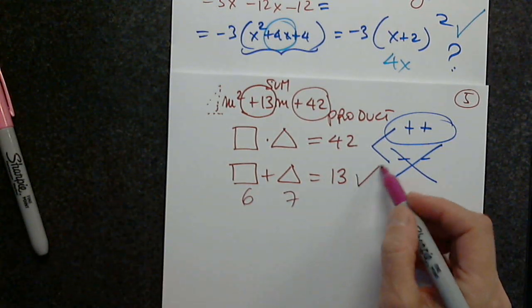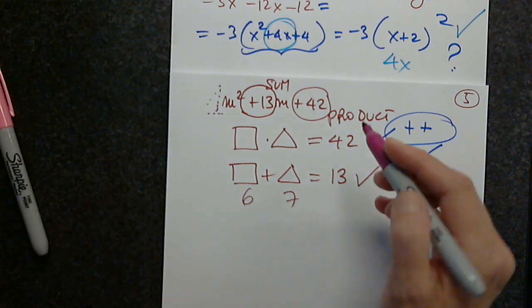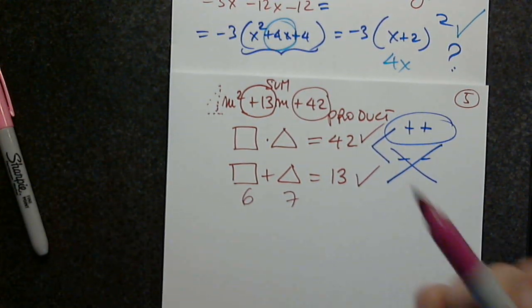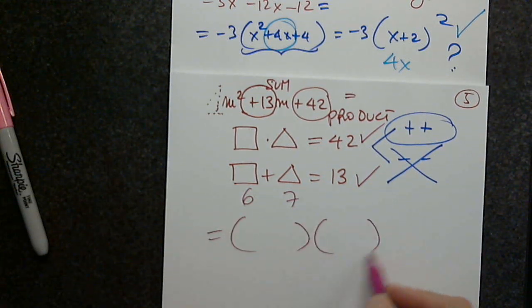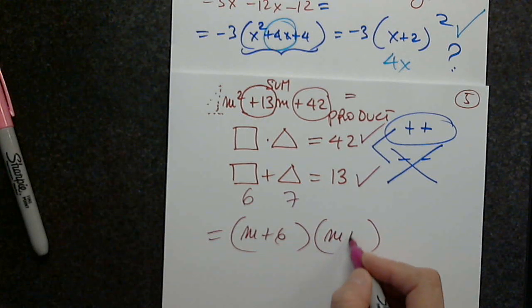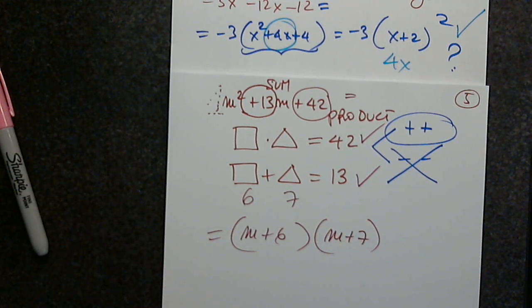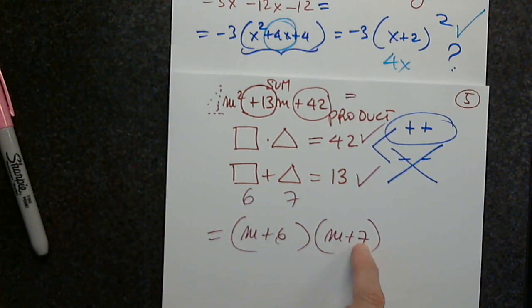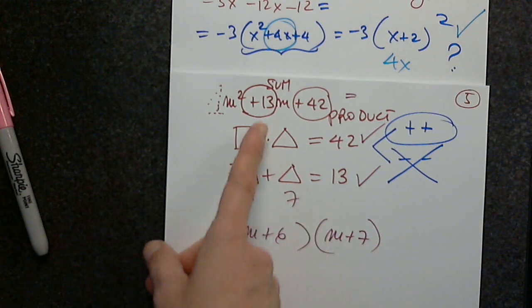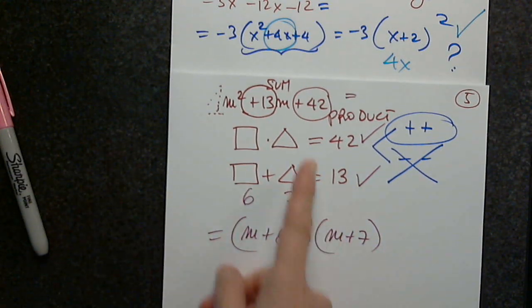So they are both positive, and indeed 6 and 7. 6 plus 7 is 13, yes. 6 times 7 is 42, yes. Both conditions must be fulfilled. Therefore, the factored form is m plus 6 and m plus 7. It takes a few seconds to check this. Here's how I check. m times m, m squared. Positive 7m plus 6m is 13m. 6 times 7 is 42.